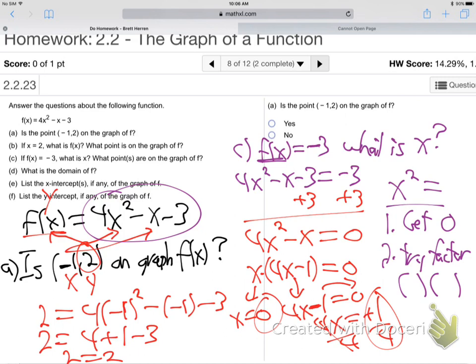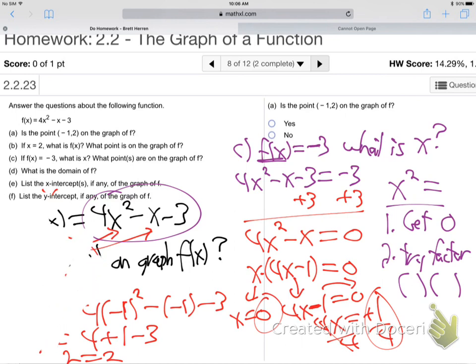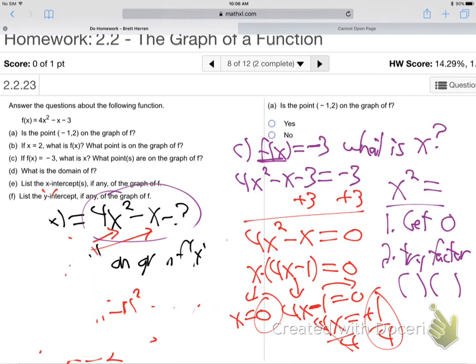x is 0, x is 1/4. Questions on that? Actually, you know what? They ask a little more than that on this particular question. Let me help with the second part.